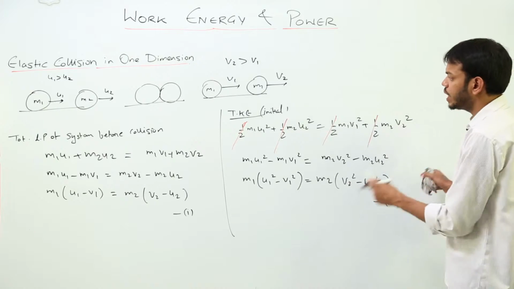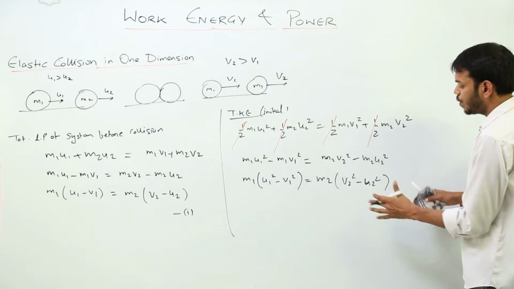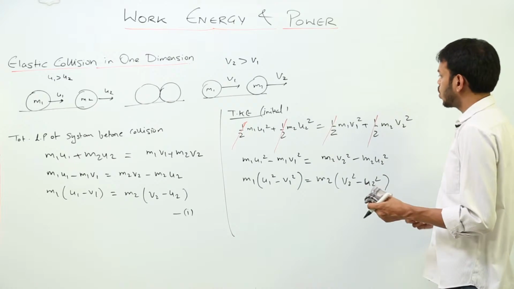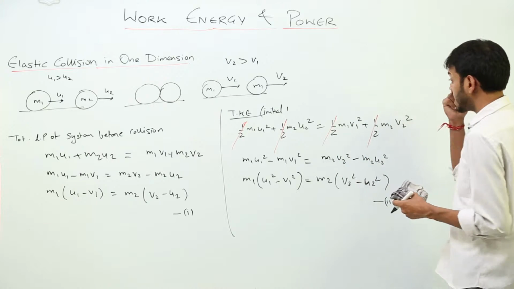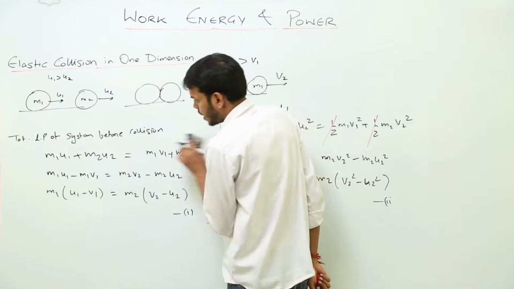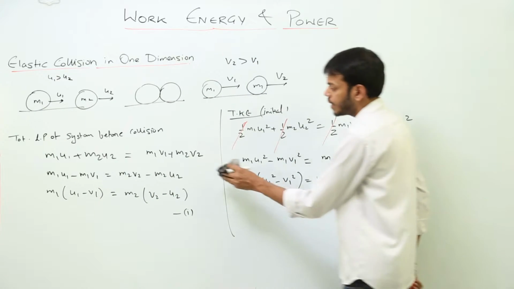So from these two equations we are going to get the value of v1 and v2, but before that we have to divide equation 2 by equation 1. Since I have less space left, I'll just rub whatever is not required. So I hope you guys have paused the video right now and noted it down, right?